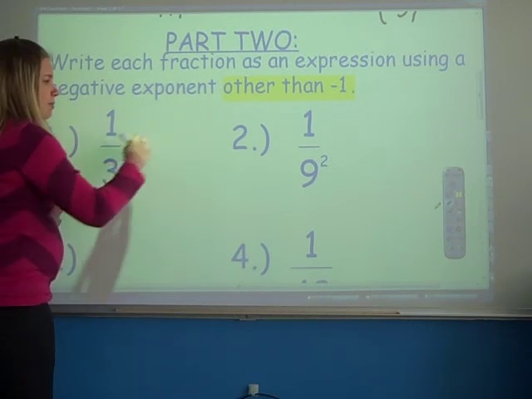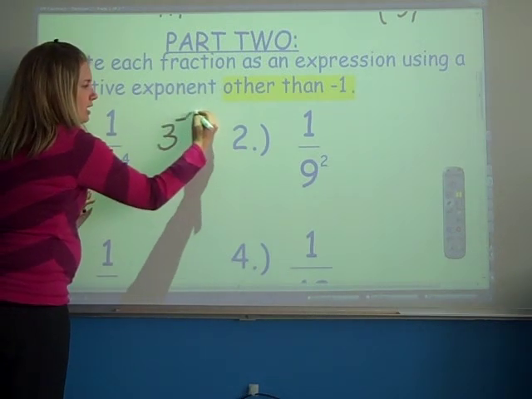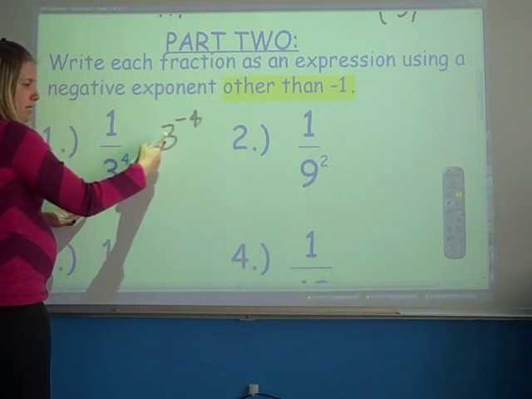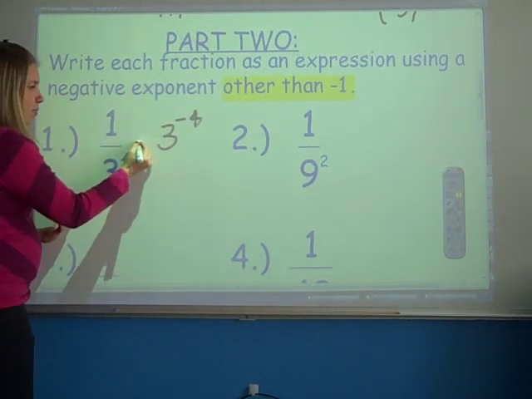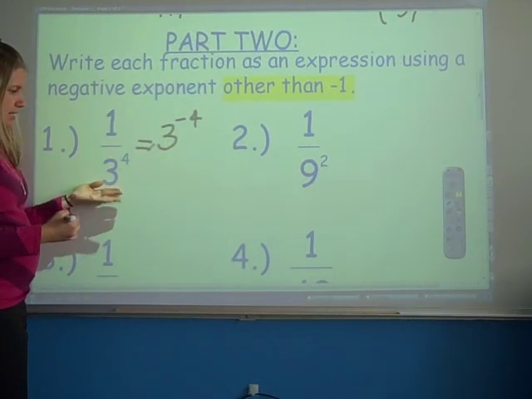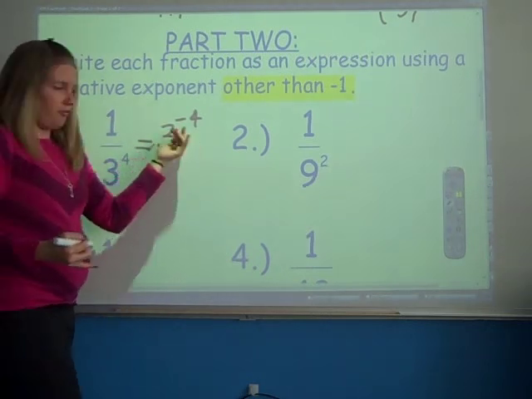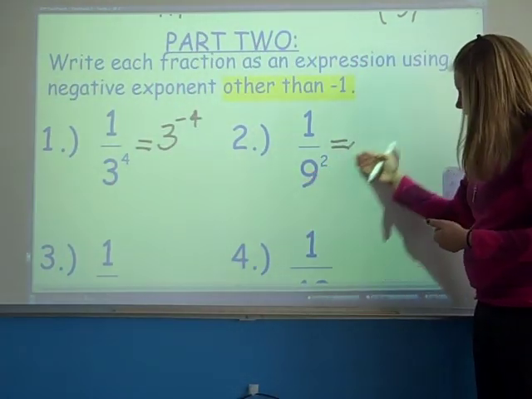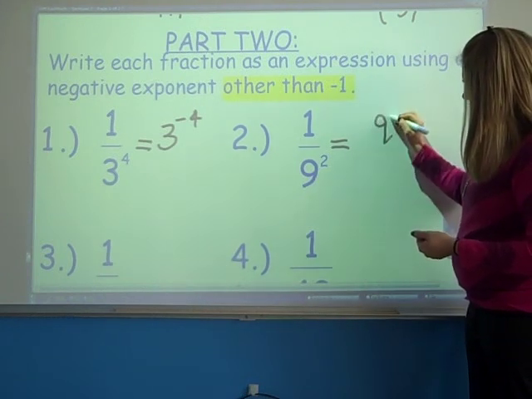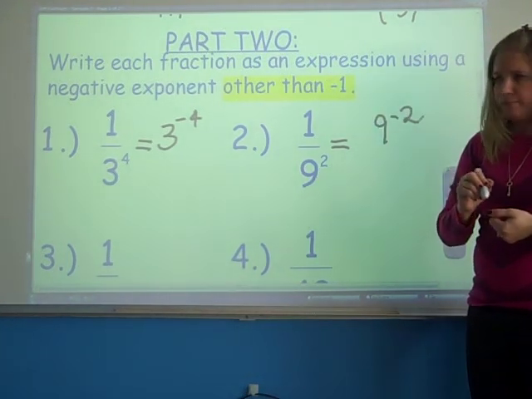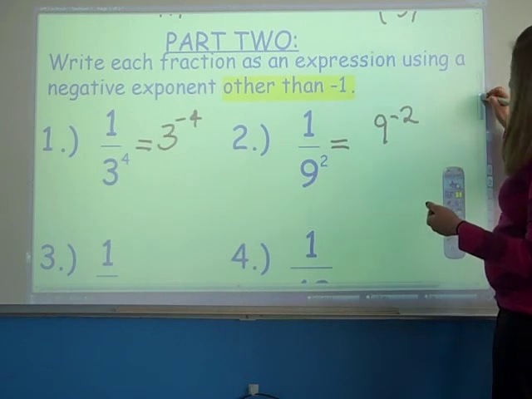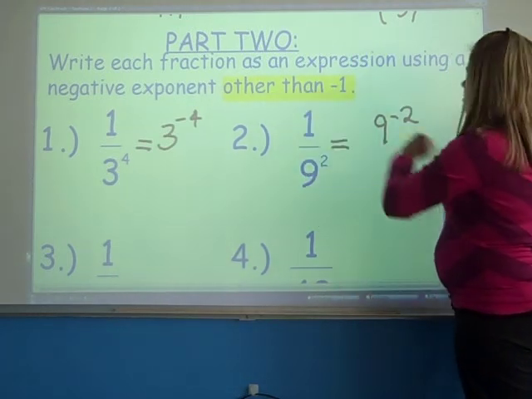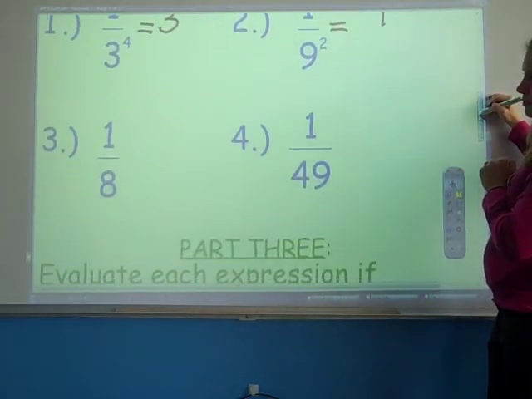If we bring it back up, it becomes 3 to the negative 4th power, because this means 1 over 3 to the 4th power. So this one's nice and easy. All you have to do is pull it up and make it negative. Same thing here. 9 squared, you bring that up into the numerator, 9 to the negative 2nd power. The next two are where this highlighted part's going to come into play.